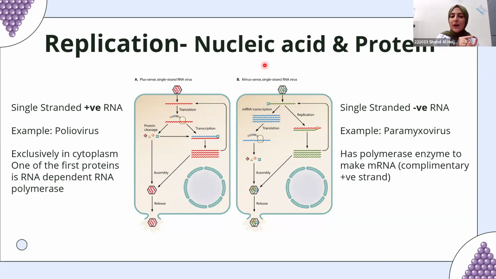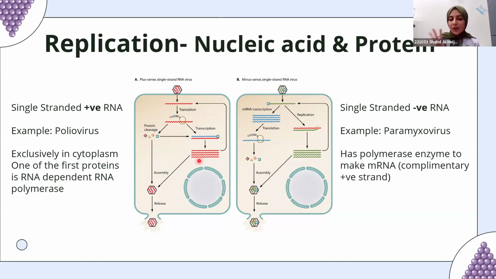But keep in mind you still need to make more RNA because you need to make new viruses. Each virus will have its RNA, but you only need to make the positive strand. You don't need to make the complementary strand. So we just replicate the RNA and then we create proteins directly.